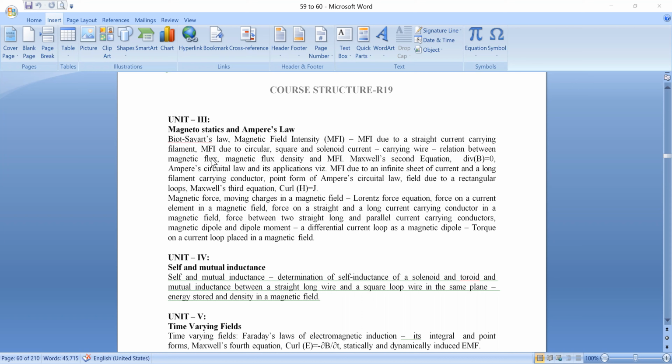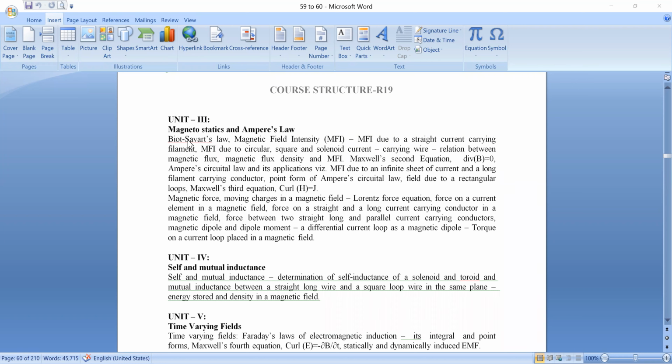Here also in this chapter we discuss two laws. One is Biot-Savart's law and another one is Ampere's circuit law. So what is meant by Biot-Savart's law? Whenever a DC current passes through any conductor continuously, around the conductor a magnetic field is developed.